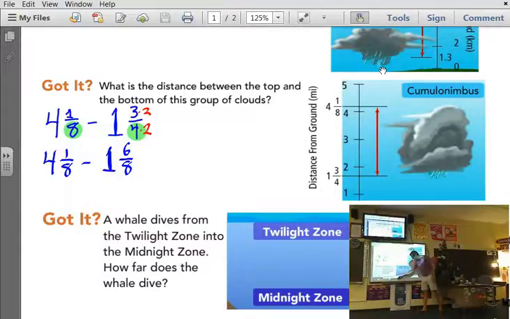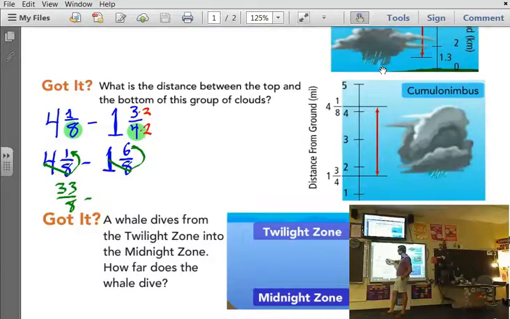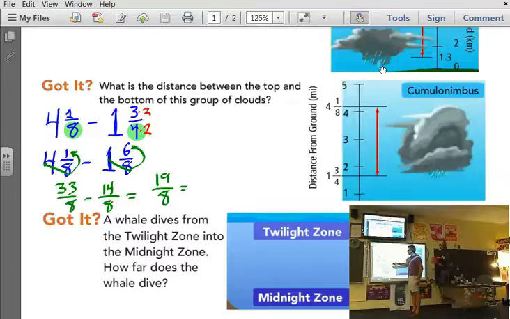So then I will use what I call the triangle method to do improper. 4 times 8, then add it to the 1. So 4 times 8, 8, 16, double it again, I get 32. So I get 33 eighths minus, again, my triangle method, 8 plus 6 is 14 eighths. So now 33 minus 14, 19 eighths. And then we can turn this back into a mixed number if we want.